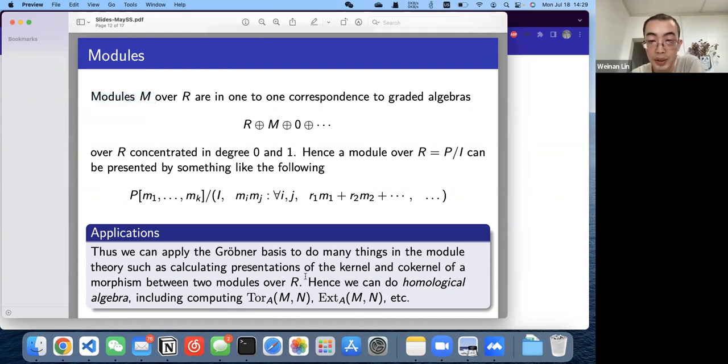And that's just two examples. We can do many, many other interesting things. And hence we can do homological algebra, including computing Tor and Ext. As long as they are commutative algebras, we can find a way to get a presentation for the Tor and Ext groups. Usually these are complicated tasks: when A is big and when the modules M and N are big, it's usually very hard to compute by hand the Ext groups or Tor.